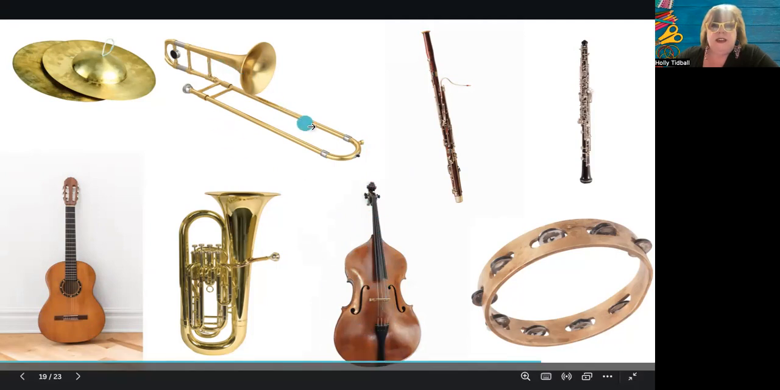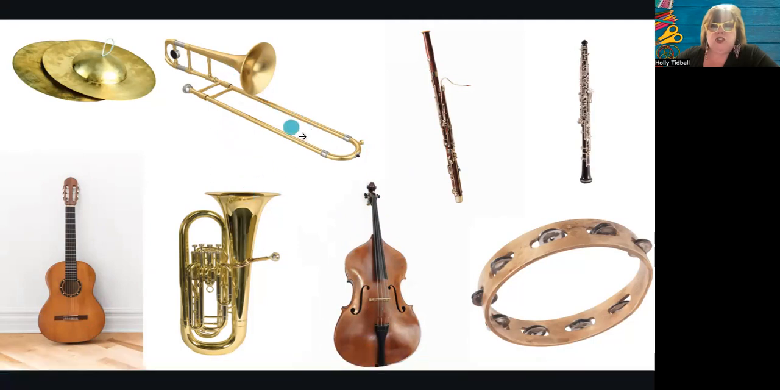What about this tuba? Nope, I'm sorry. This trombone right here. It has a bell, it has a mouthpiece, and it has tubing. So what does that make it? That's right, a brass instrument. And what is this instrument? The tuba, yes, and it's also brass.